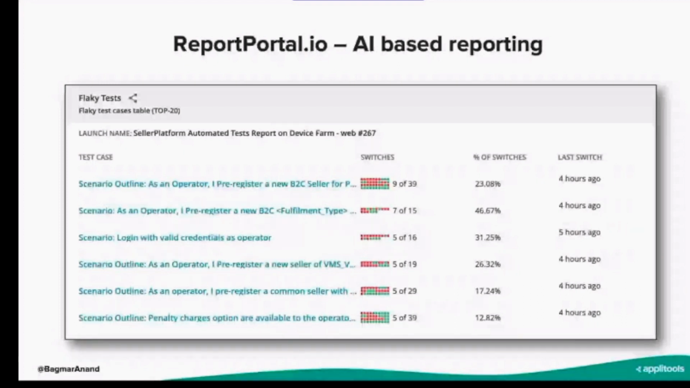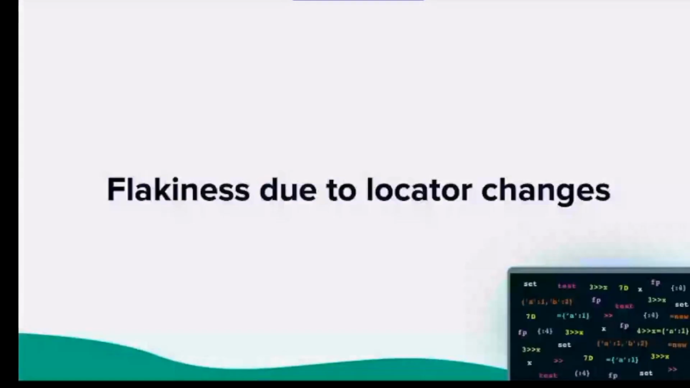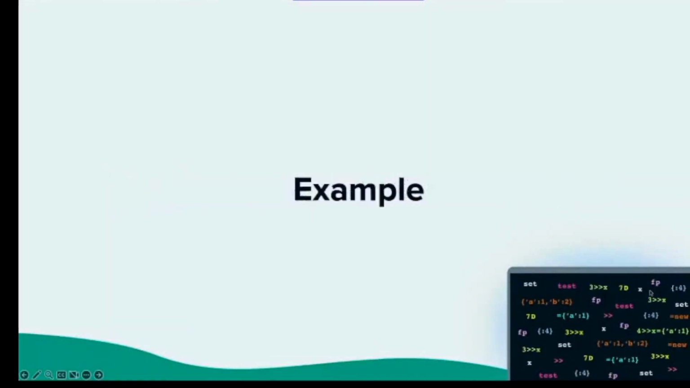So one big thing about solving a problem is acknowledging there is a problem. So acknowledging and knowing which are your flaky tests is going to help you fix your flaky tests. Now that you know which tests are flaky, and as I mentioned, we will focus on failures due to locator changes. Let's see how we can solve this particular challenge.